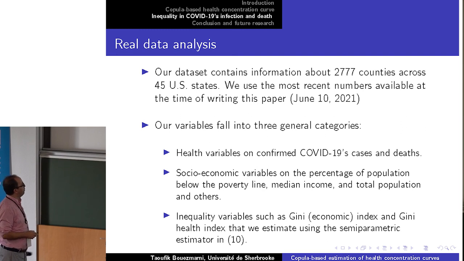So I have two applications, but I'm just going to show one here very fast. We have one for the concentration curve, and another one for the Gini coefficient. For the Gini coefficient, we looked at data on about 2,777 counties across 45 U.S. states. We had socioeconomic data on these counties, and also data on infection and death rates. We did two exercises. We looked at the cumulative concentration health curve, but also the Gini index. I think it's more interesting to show the Gini. For the socioeconomic variables, we consider income and poverty rate. We also consider ethnicity, like color, etc.